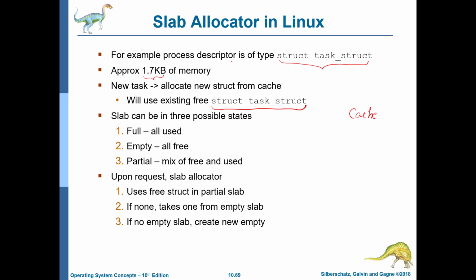Upon a request, what does the slab allocator do? It finds a free struct in a partial slab. You will typically not prefer empty slabs, but go to one of the partial slabs and find a region over there. A free struct means a region to hold a structure that is free. You return a pointer to one such region. If there are none, we take one from an empty slab. And of course, if there is no empty slab, then we create a new empty slab, so we augment the cache with one more slab.